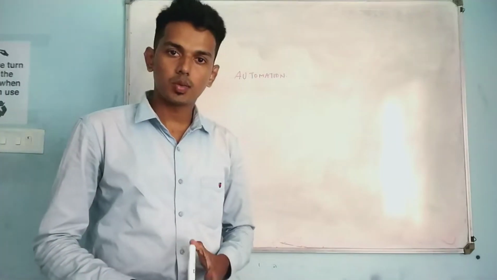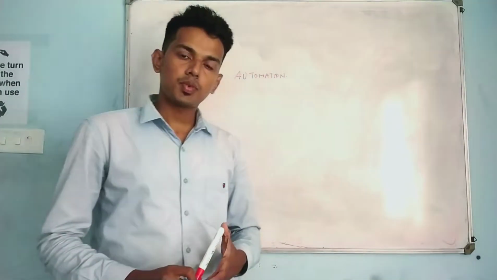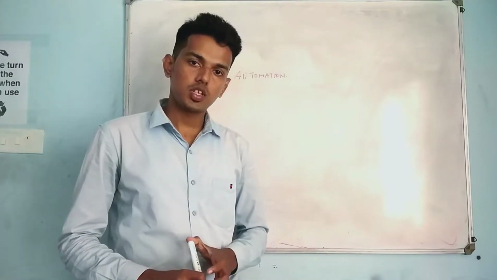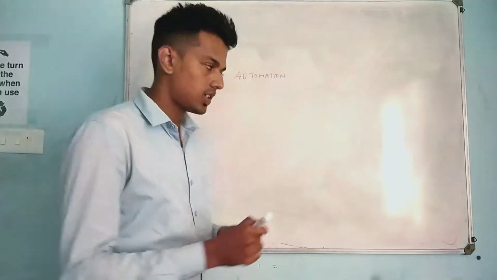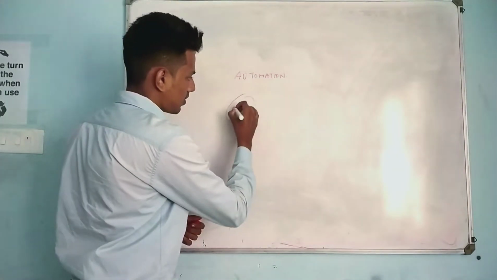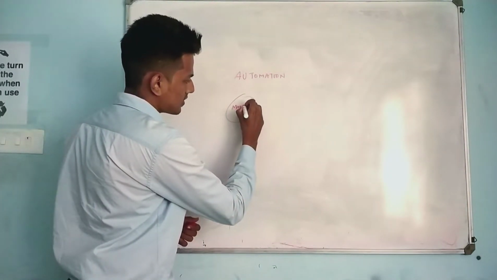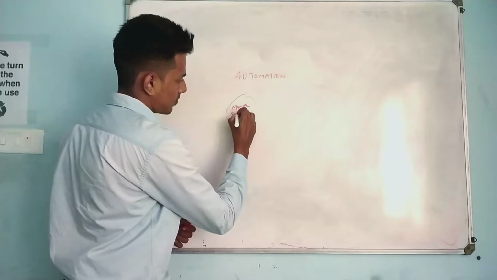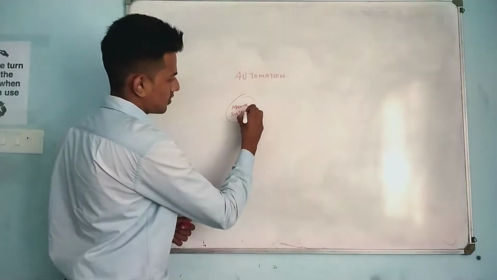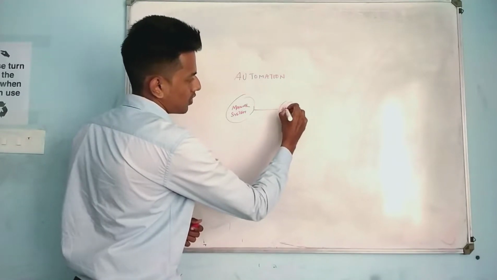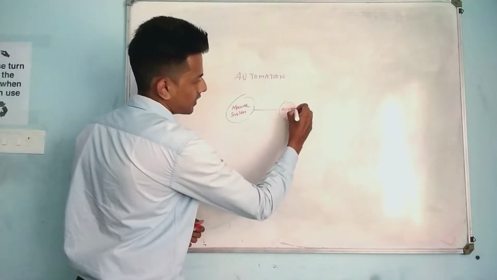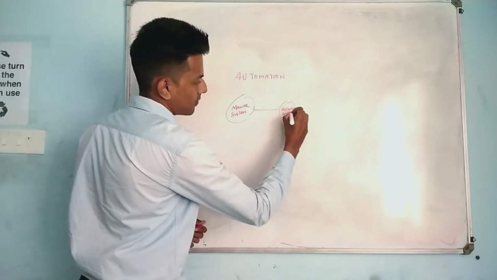Now, what is automation? Automation is the process of making a machine or a system work on its own, or it is a process of making a manual system into an automatic system.